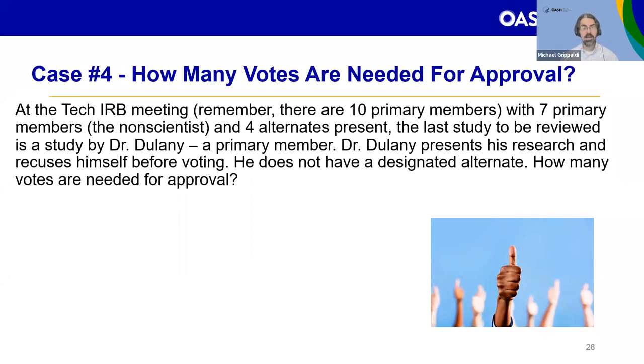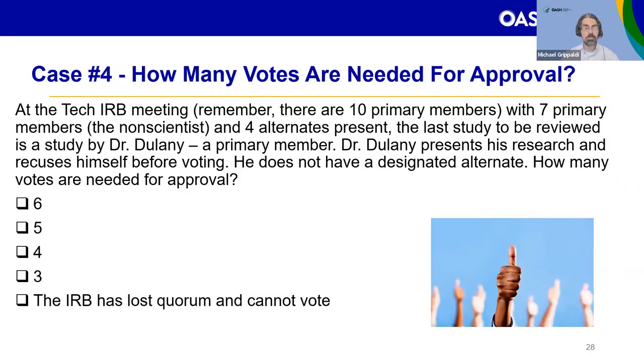Going back to the Tech IRB, which we saw 2 slides ago, we have 10 primary members with 7 primary members present and 4 alternate members present. We also have Father Ignatius, the non-scientist. We're told that one of the primary members, Dr. Delaney, is presenting his own research, so he cannot vote due to a conflict of interest. How many votes are necessary for his study to be approved?